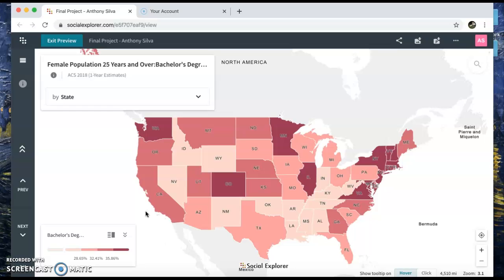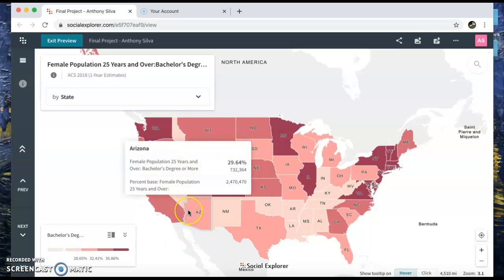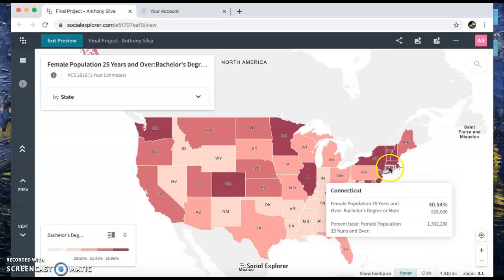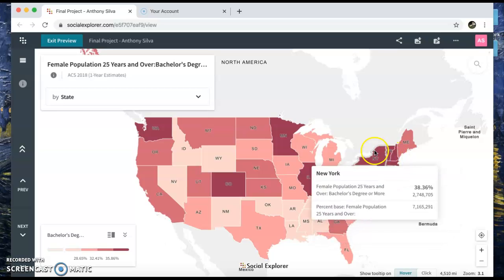So yeah, here I mapped female population 25 years and over who hold a bachelor's degree or higher, and this is percentage wise. So again, like the previous map, I more or less got what I expected here. Places in the Northeast, I expected to see more educated women who hold a bachelor's degree or higher.